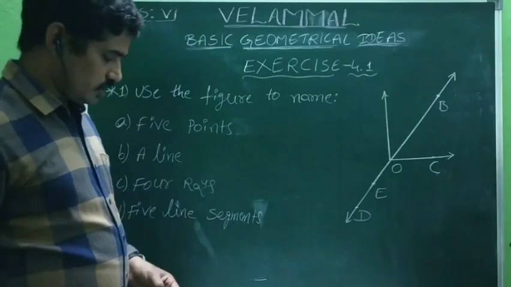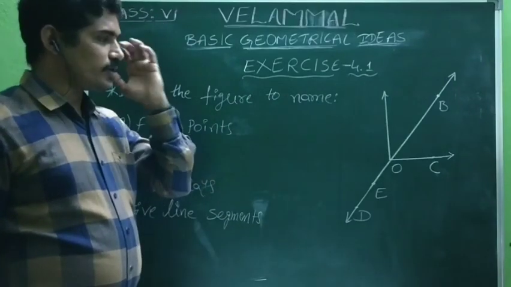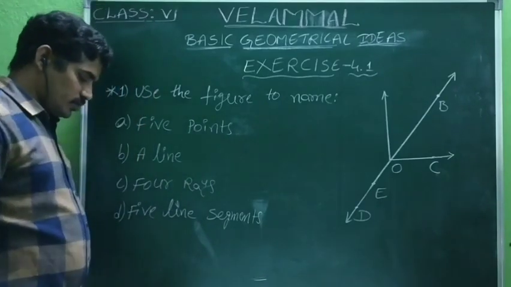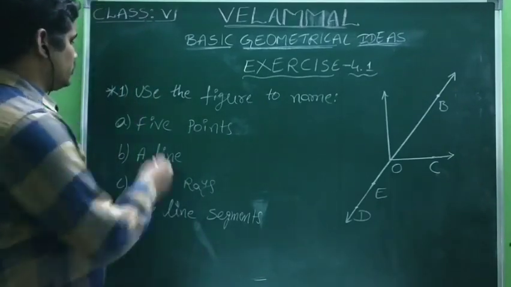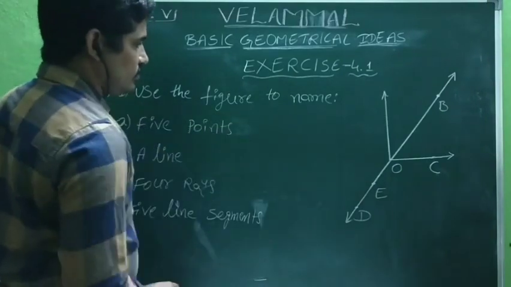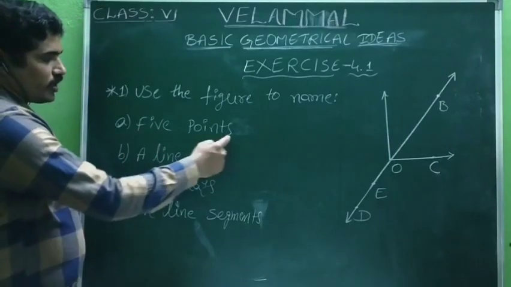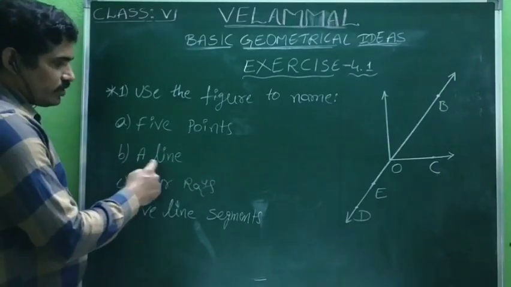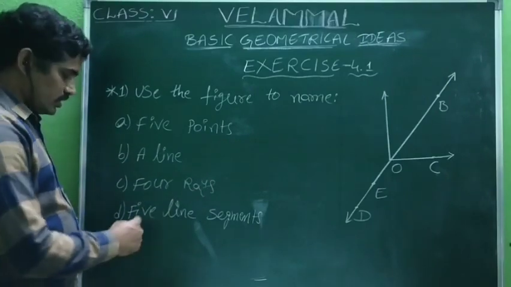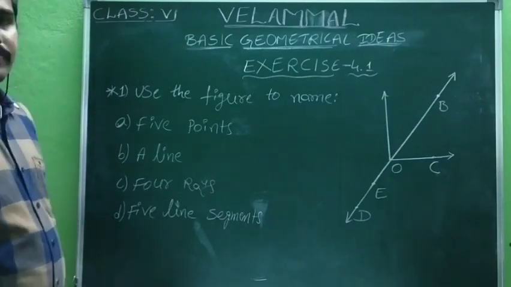Now the next exercise we are discussing, that is exercise 4.1. Here we have 6 problems in this. So first question, use the figure to name. The figure is given, so by using this we need to name these. What are the 5 points on that, what is the line there, 4 rays, and 5 line segments we are able to see, those we need to name.